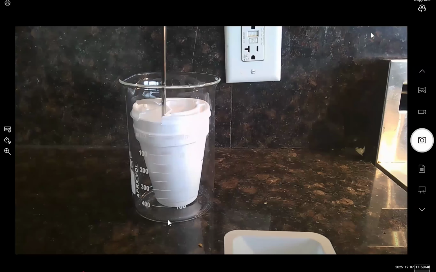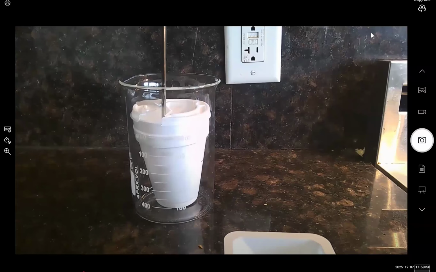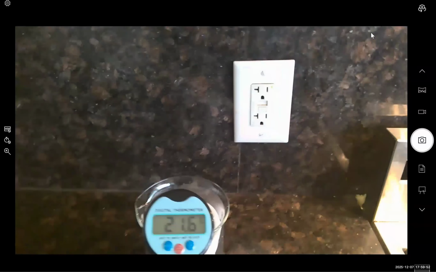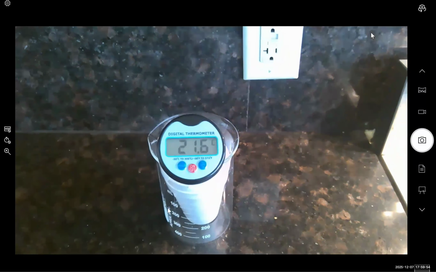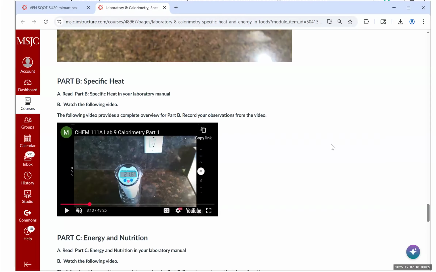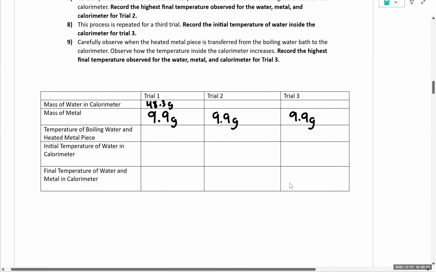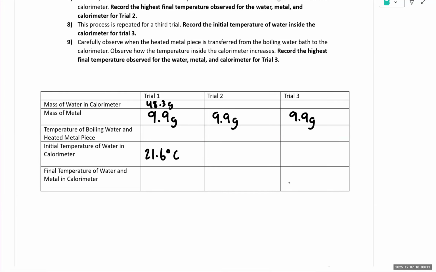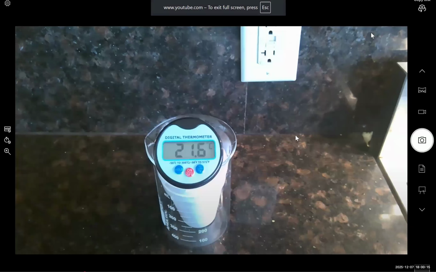We're going to let that metal piece sit in the boiling water bath for about 10 to 15 minutes. While we're doing that, I placed a thermometer into the calorimeter, and we were able to take a reading for the temperature of the water inside the calorimeter, which was 21.6 Celsius. Okay, let's keep watching the video.